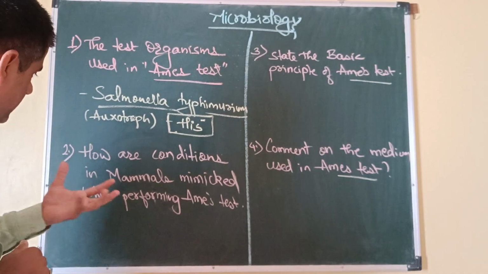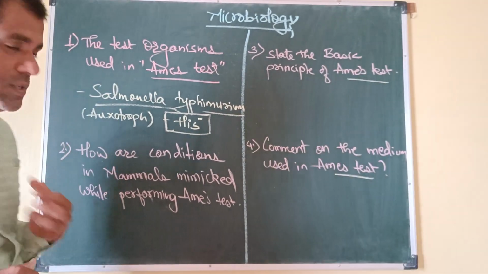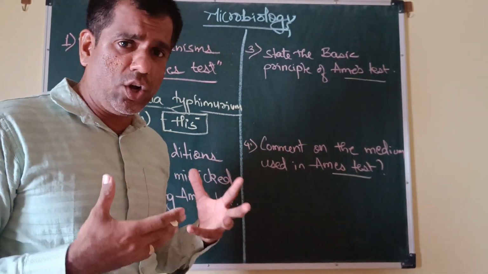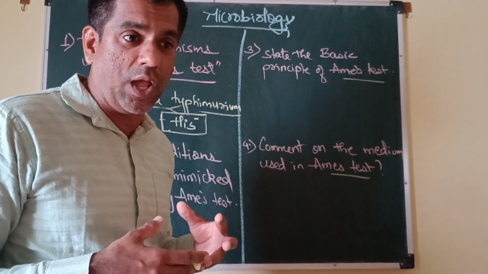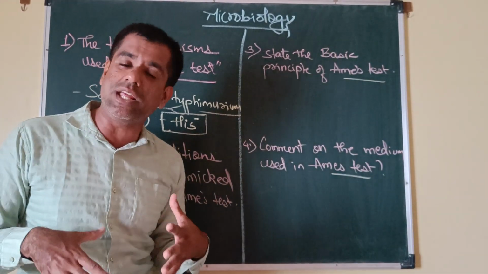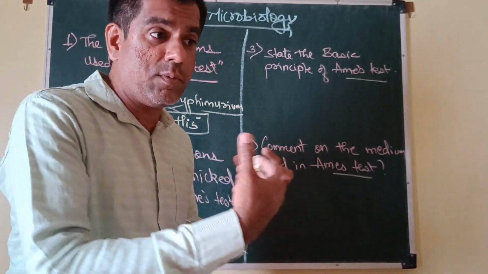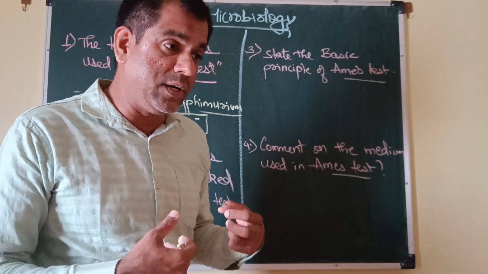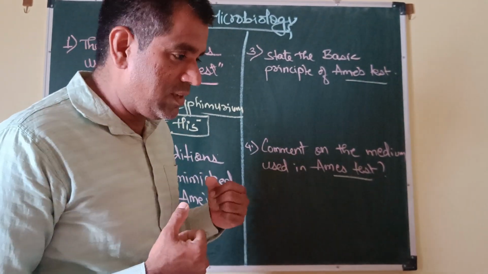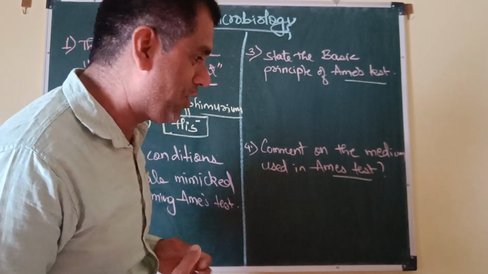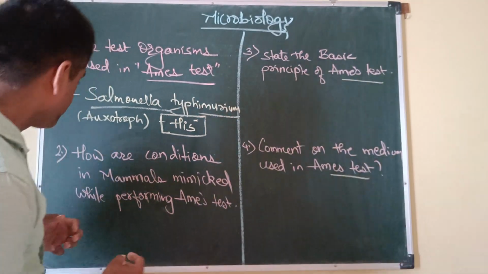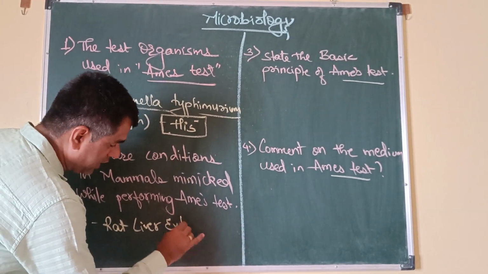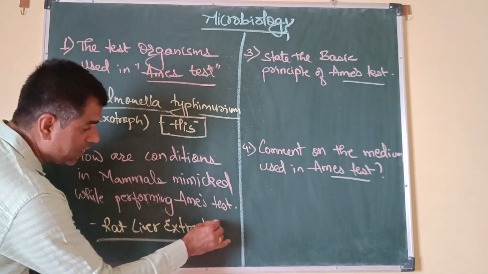Okay. How are the conditions in mammals mimicked while performing the Ames test? We know that when a particular compound is being tested, this does not actually represent the compound as it is, because many compounds, when they enter our body, could be metabolized and then may turn carcinogenic. Vice versa, a compound that is not carcinogenic may turn carcinogenic after metabolism. Bruce Ames, in the 1970s, took proper care of this, and came up with the idea that we can use a rat liver extract. So the conditions are mimicked by using the rat liver extract.